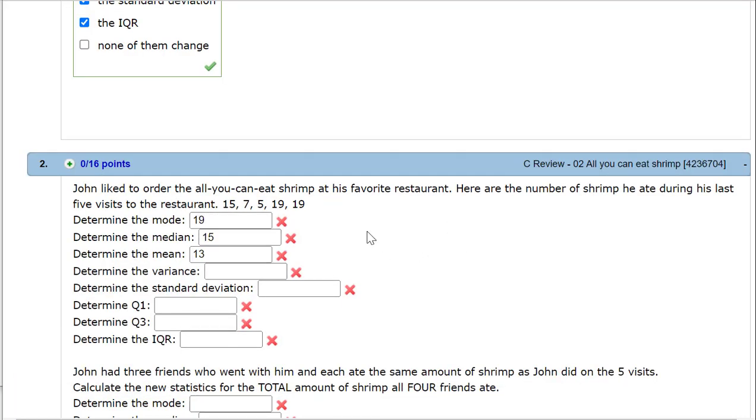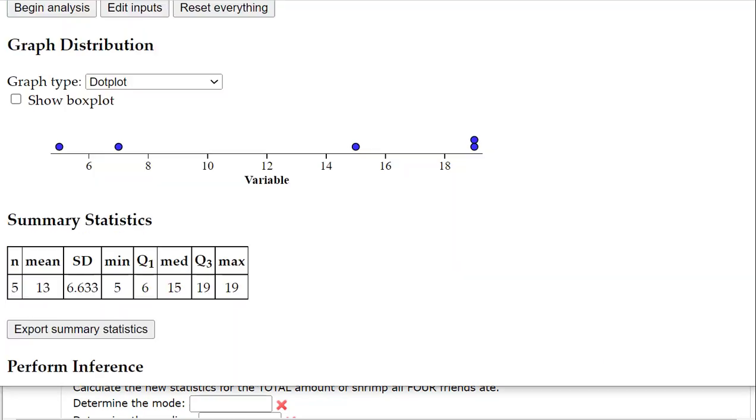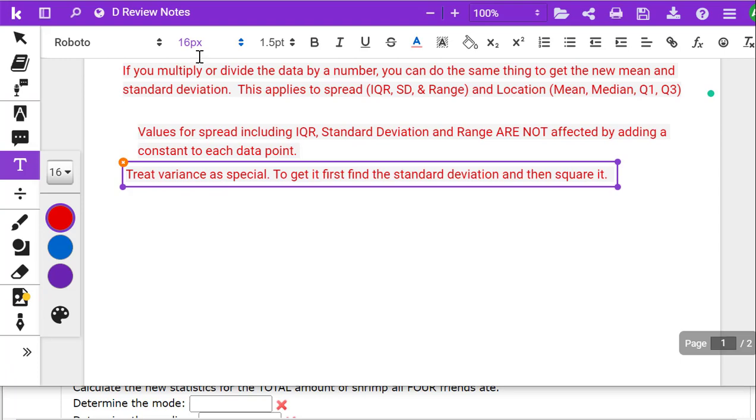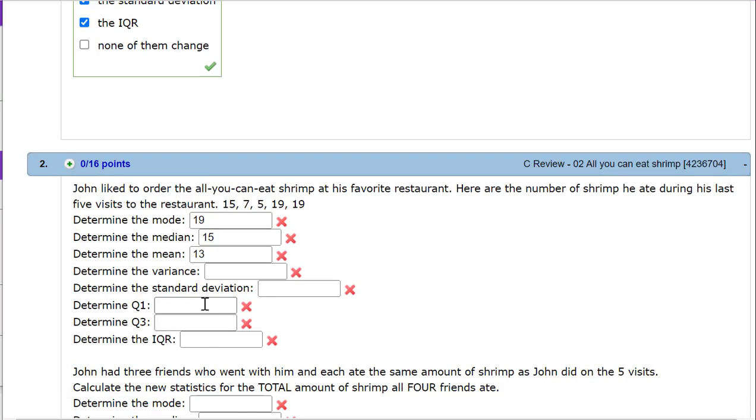And then variance. You remember that note I just made? Let's go get the standard deviation first. Standard deviation. There you are. 6.633. That's it. Then go find the variance.